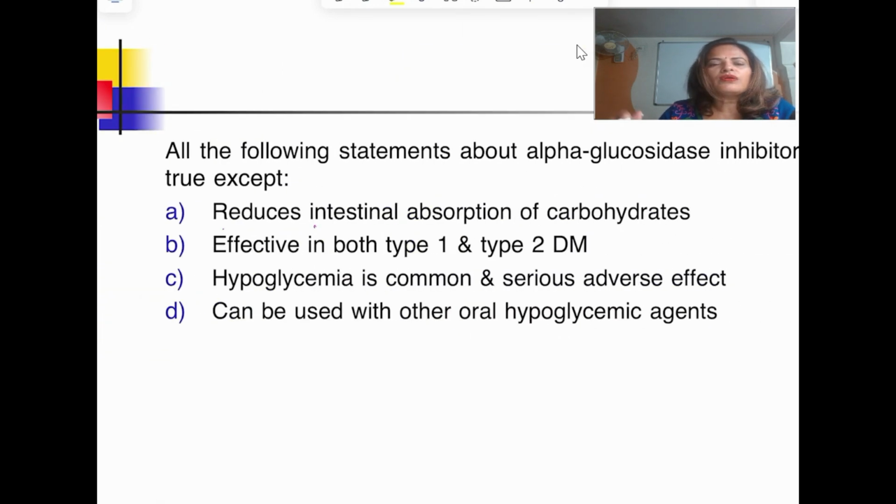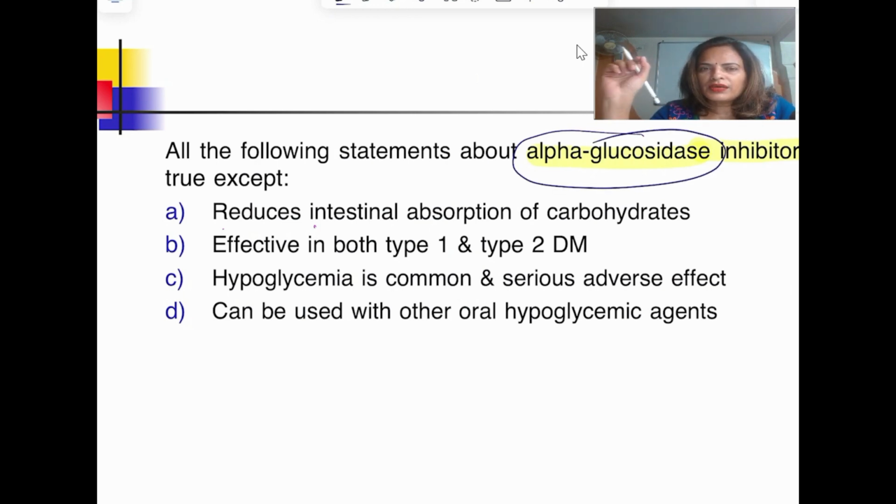The next MCQ: all of the following statements about alpha glucosidase inhibitors are true except. We are talking about acarbose. The drugs under alpha glucosidase inhibitors are acarbose, voglibose and miglitol. Now alpha glucosidase is the enzyme present in the intestinal brush border. It helps in the absorption of carbohydrate, converting polysaccharide to monosaccharide. So it is going to increase the absorption. I am talking about the enzyme. But if we give the inhibitor, the action will be opposite.